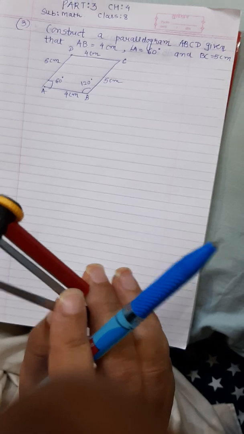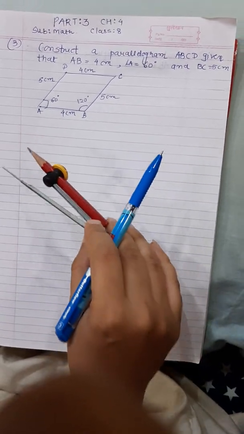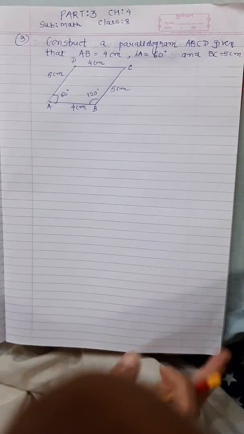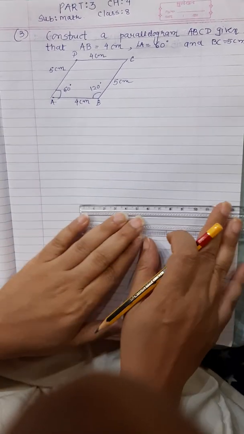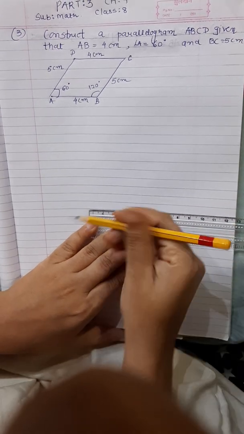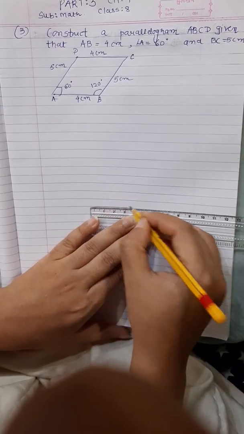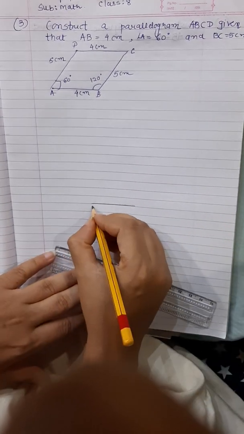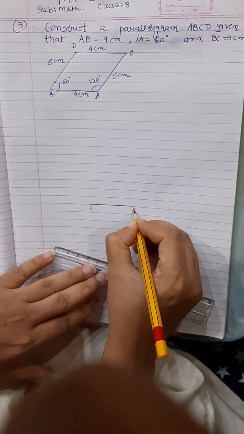So first of all, I have drawn the rough figure. Let's start drawing with our construction. First of all, I need to draw AB with 4 centimeter. I'll start with AB. This is my A and this is my B.